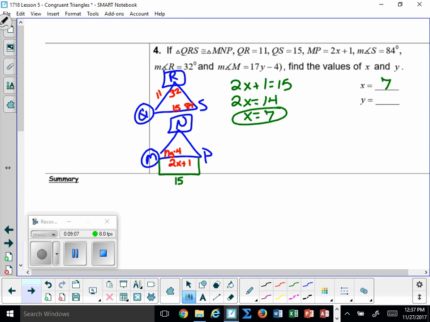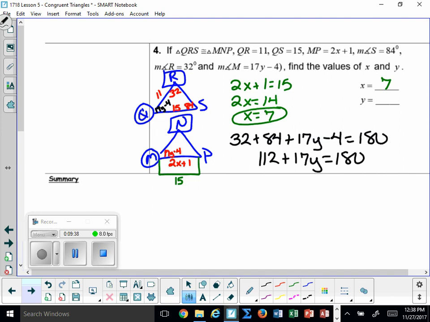Figuring out y is a little more complicated, but M and Q are both congruent angles. So 32 plus 84 plus 17y minus 4 equals 180, because 17y minus 4 can be put in here for Q. And then I can use my triangle sum theorem. So let's see. 84 minus 4 is 80, plus 32 is 112. Let's see, 70, 68. Y equals 4.